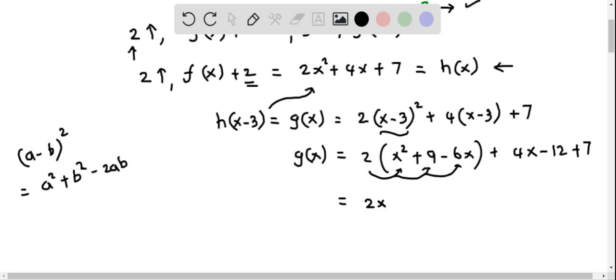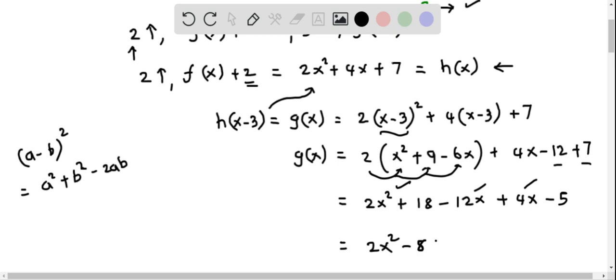So this gives 2x squared plus 2 times 9 is 18 minus 2 times 6x is 12x. We then have 4x minus 12 plus 7 is minus 5. Now let's put this in proper order. We have only one x squared term, so I write 2x squared, and then we combine these two x terms. Negative 12x plus 4x is negative 8x, and then we have 18 minus 5 equals 13. So this basically represents g of x, which is the translated function from f of x.